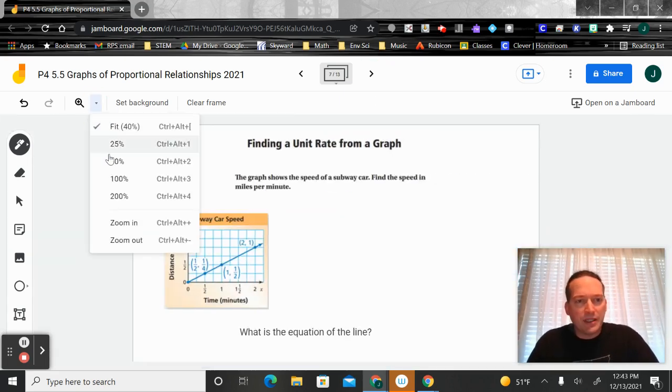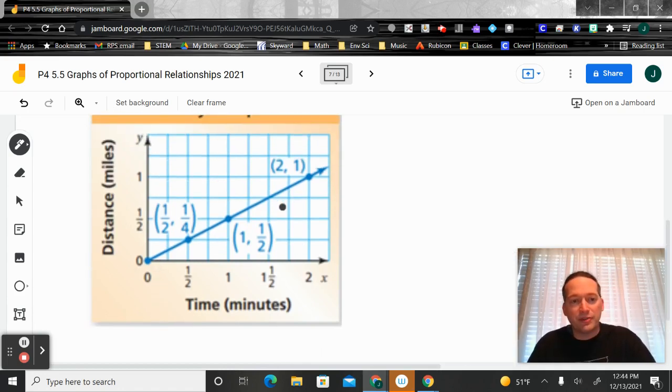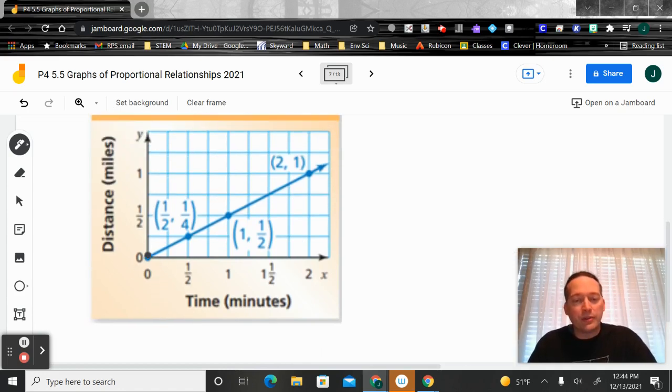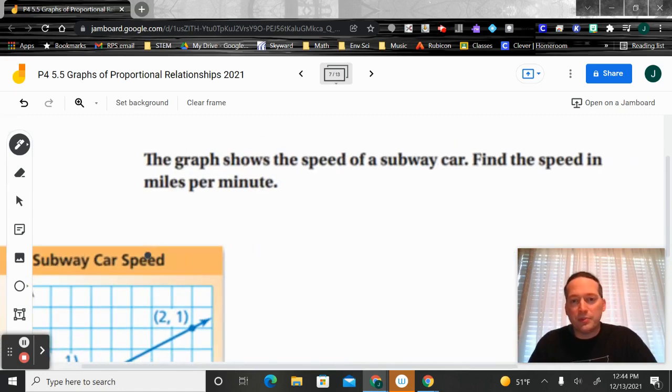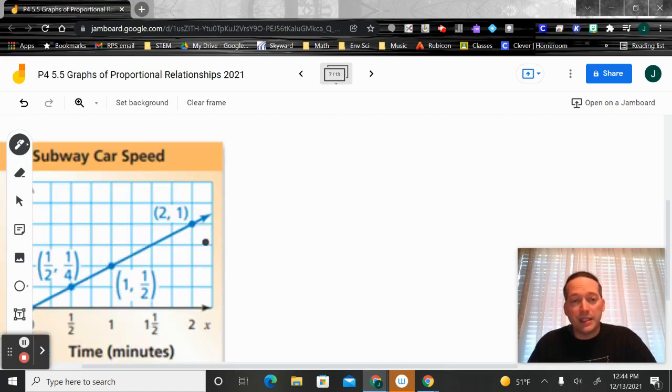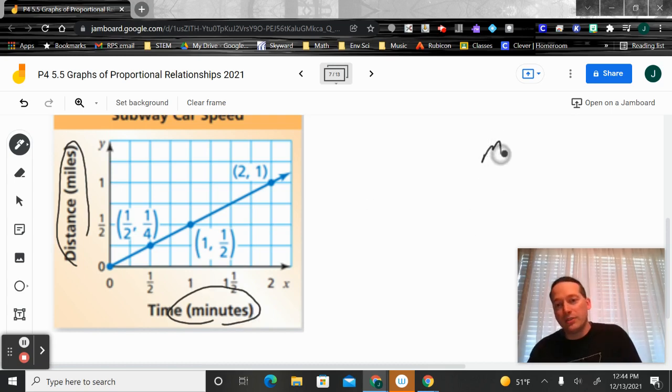Okay, so now let's look at this one. So this is proportional, okay, because it is a straight line and it goes through the origin. So what is it showing us? The graph shows the speed of a subway car. Find the speed in miles per minute. So it tells you right here, your y is miles, your time is minutes. And it even told us what it wants it in, miles per minute. So I need to do a unit rate, all right?